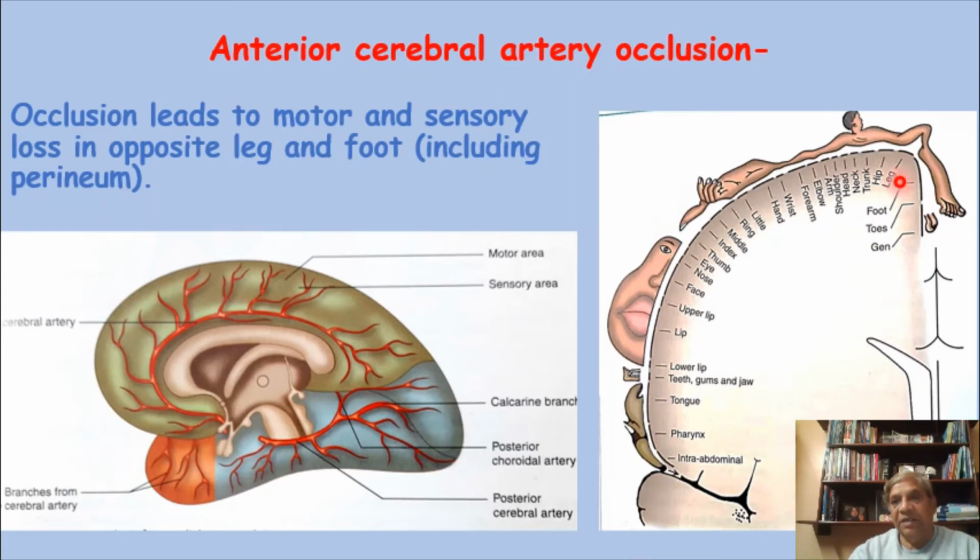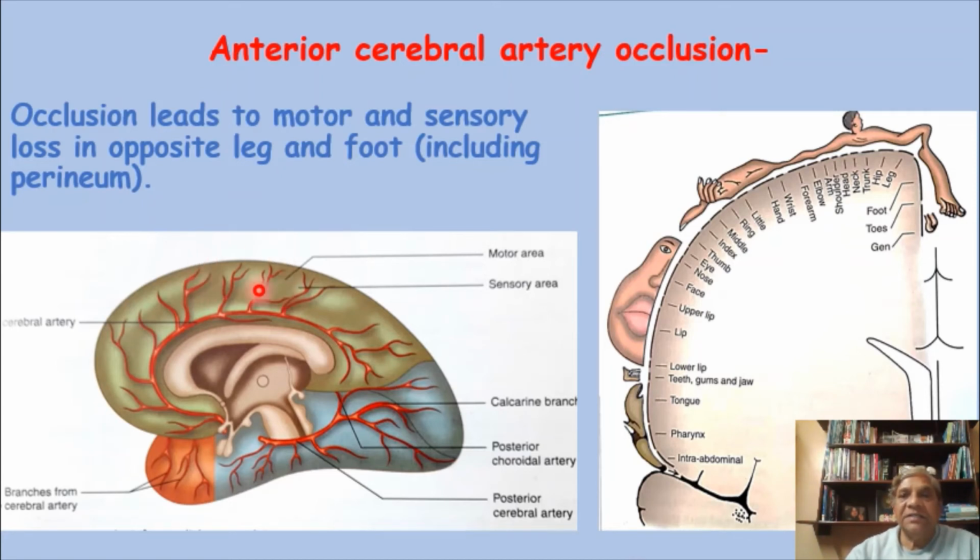See here in this diagram, this is the foot, which is represented on the medial surface of the cerebral hemisphere, then the leg up to the knee joint, and a large area of the perineum, the genitalia, are located. Right from the knee and genitalia to the foot, all this area is present on this medial surface, and the motor part is present in the upturned part of the precentral gyrus, and the sensory part in the upturned part of the postcentral gyrus.